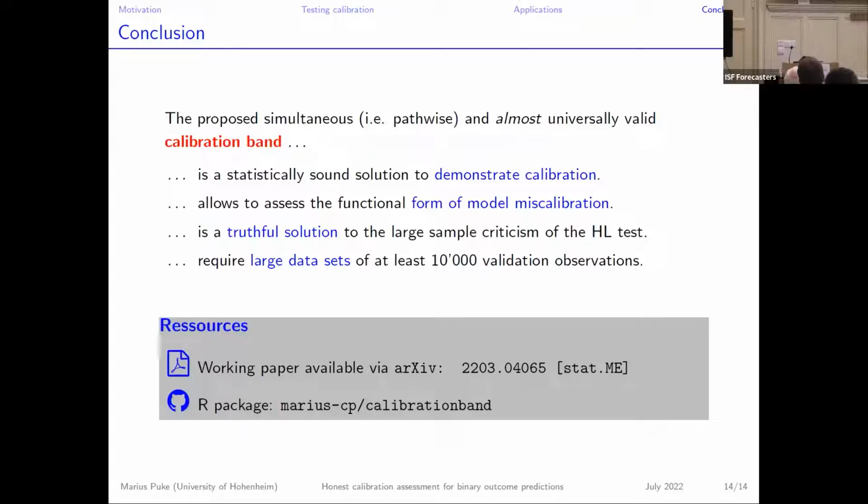And this is basically a working paper, or the content of a working paper, that is available via arXiv. So if you're interested in reading some more on this work, feel free to refer to it. Or if you're interested in calculating these confidence bands, you might want to check our R package that is hosted via GitHub. Okay, so thank you for your attention.